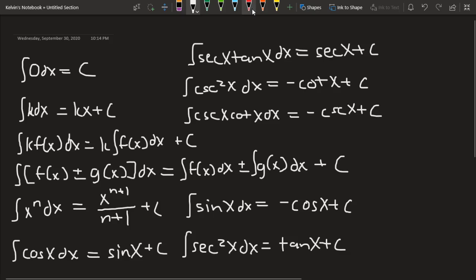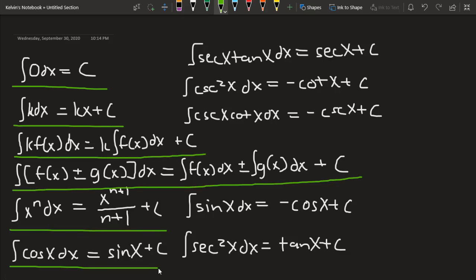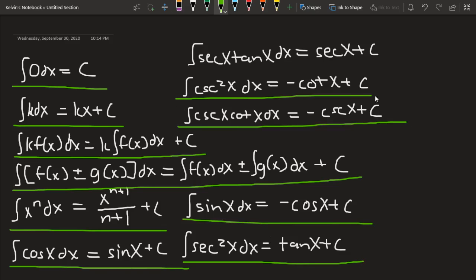So make sure that you memorize these right here. I'm going to highlight them in green for you, like so. Make sure you memorize these, take a screenshot of them, just make sure you have them at your use. And then we'll move on to the example problems here.